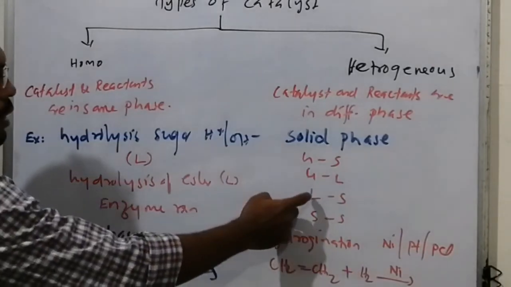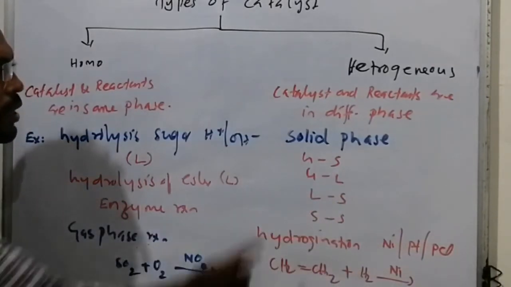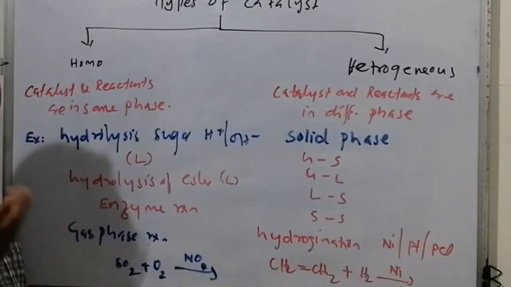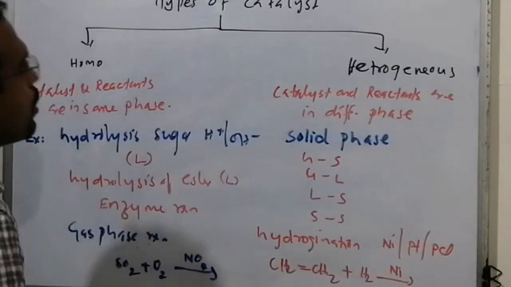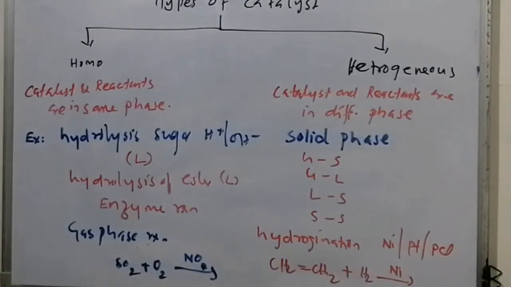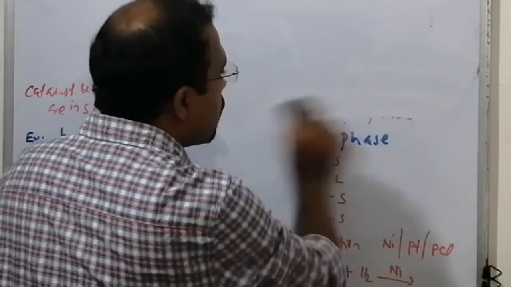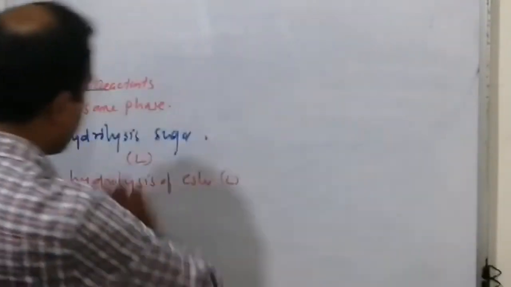Different phase. Suppose you have a liquid and a gas phase. Suppose such reactions are there. Those reactions are also called heterogeneous catalysis. This heterogeneous and homogeneous reaction will be learned in detail in post-graduation level.